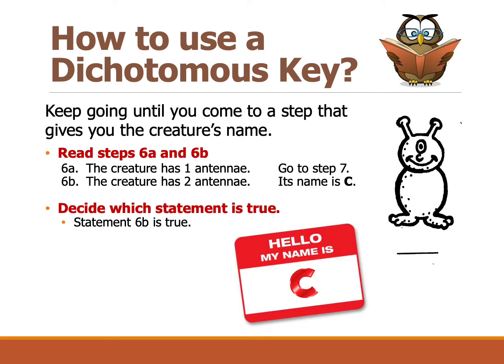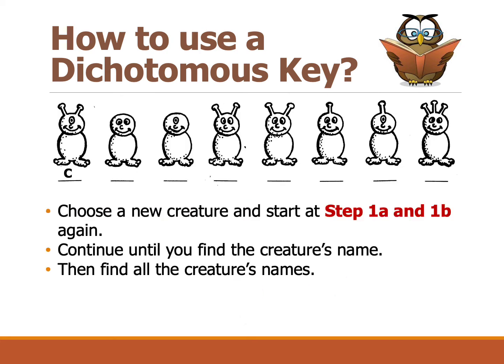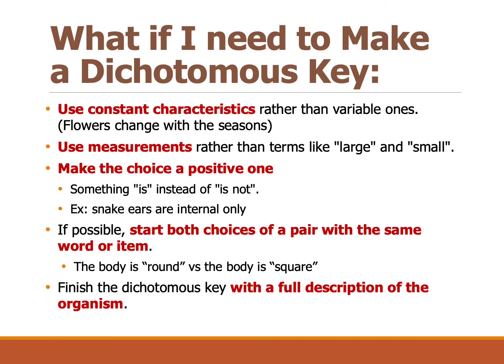Here in step 6, it asks us, has the creature got one antenna? Or the creature has two antennas. Our creature has two antennas, so we can happily say now that this creature, his name is C. So looking back at the original dichotomous key, for this creature here, we've worked through the key and found that the first guy, his name was C. We could work our way through the whole dichotomous key to name all of these different creatures.